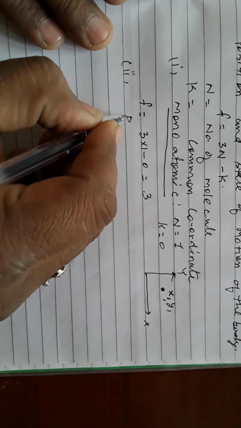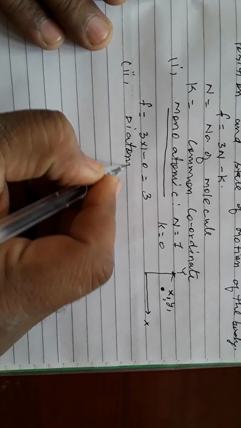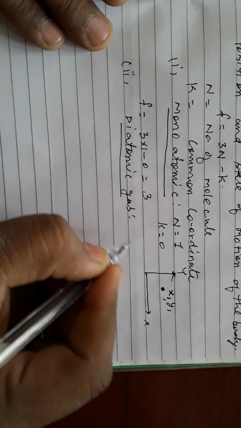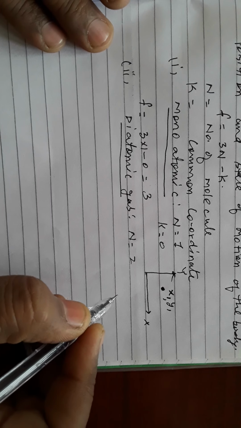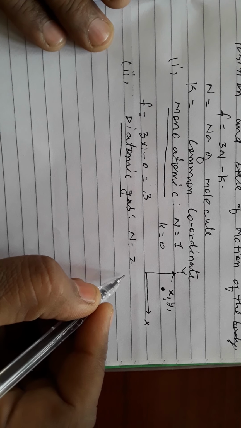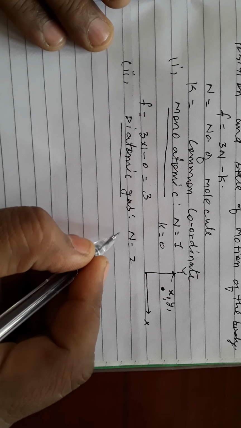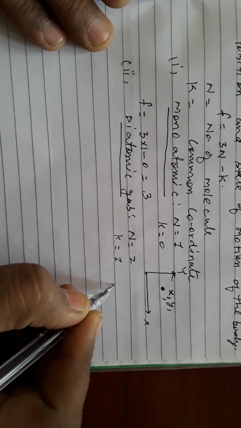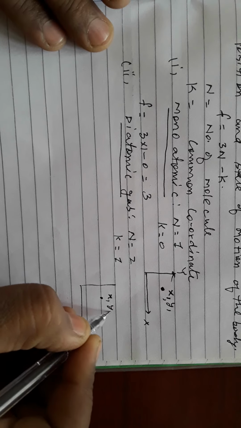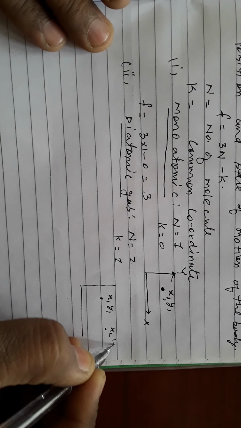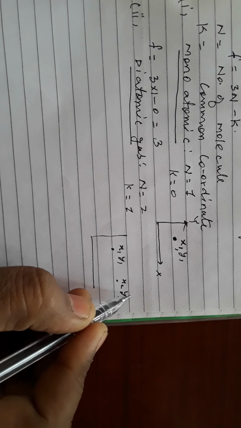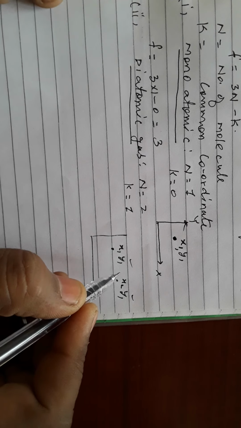Second is diatomic gas molecule. Diatomic means which contain two molecules. N is equal to 2. For example, O2, N2. Now, we have one coordinate common, K is equal to 1. Like this. This is x1, y1. This is x2, y1. We can say that y1 is common. So one coordinate is common here.